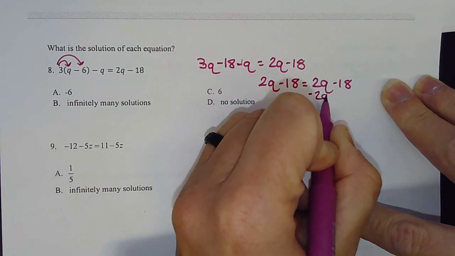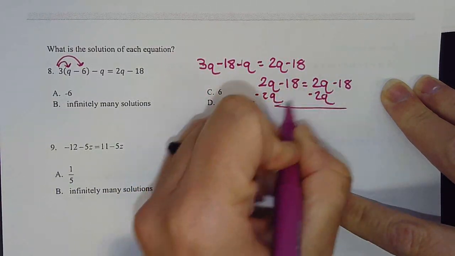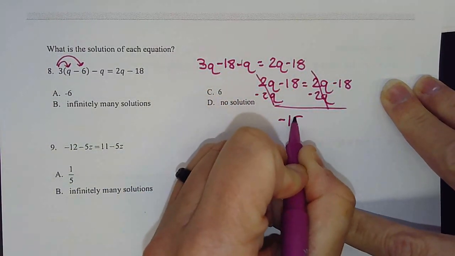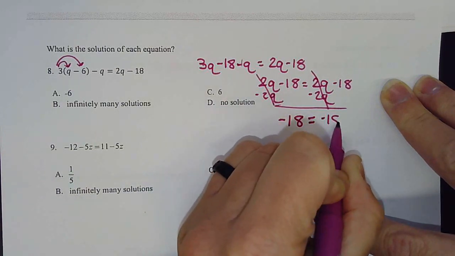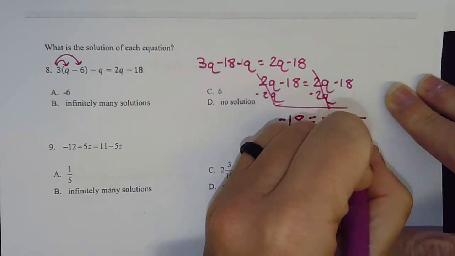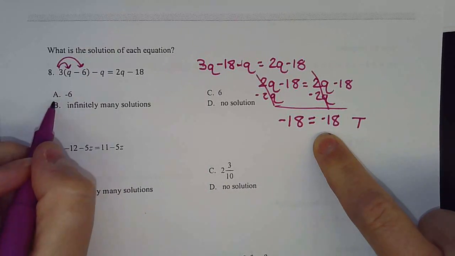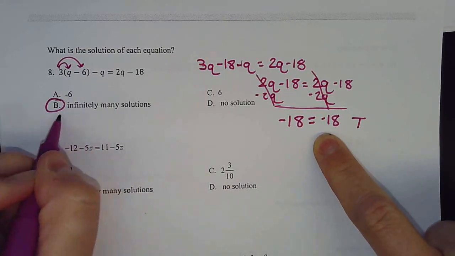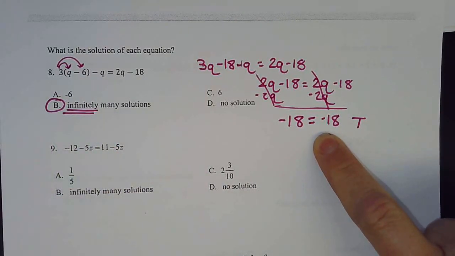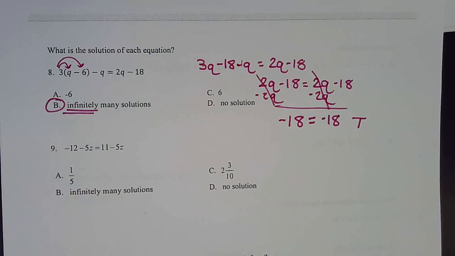To solve, I would subtract 2q from both sides. They cancel. I have negative 18 equals negative 18, which is true. That is a true statement. So that's when it's going to be infinitely many, all solutions, something like that. The answer is B, because that is a true statement. The variables cancel. Once the variables cancel, you have to check your numbers. Is this true or false? Especially when you get to the inequalities, you really got to be careful.